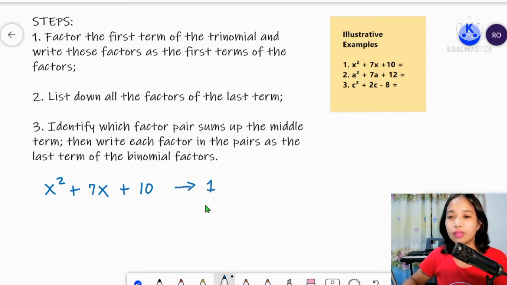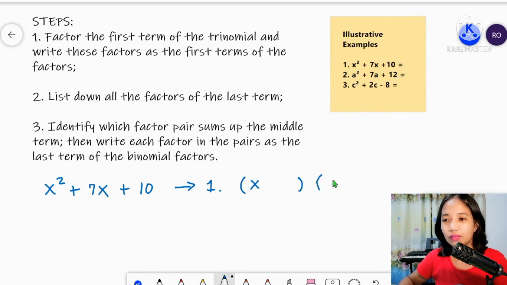sabi dyan, is we factor out daw yung first term. Okay, so ano ba ang factors ng x squared? So, paghihiwalayin lang natin yung factors ng x squared. Okay, so that is x, the quantity x. So, we leave the other factors as blank. And the other one is also x with the unknown factors. Okay, so hahanapin pa natin yung kasama nilang mga factors.